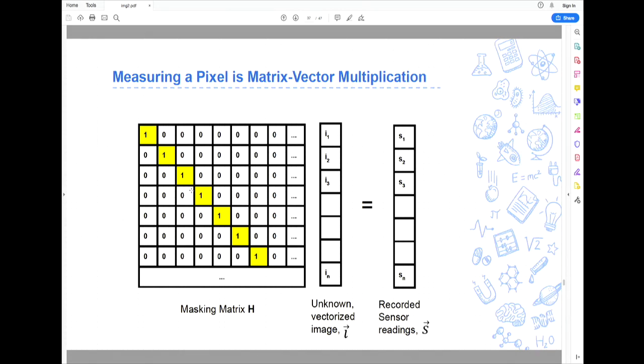The basic idea is that you're going to take all of the pixels of the unknown image and stack them into this vector, right? You make basically pixels for every image, and say these are the unknowns, and then you do experiments. You take measurements by projecting different masks onto the image, and you construct this masking matrix H. You have this unknown vector, and then you have these recorded measurements S.